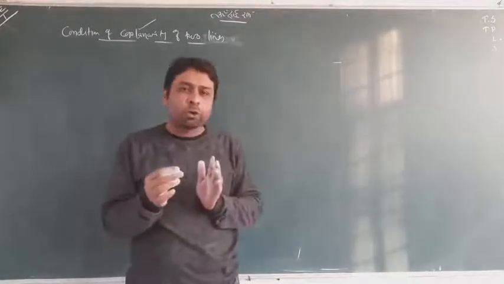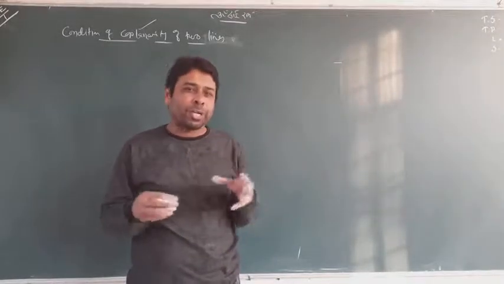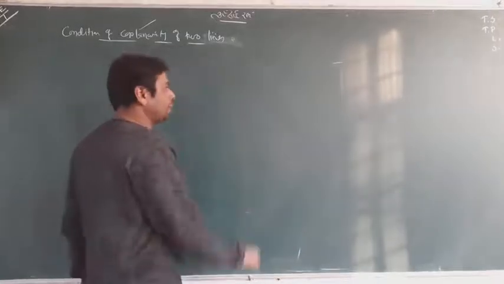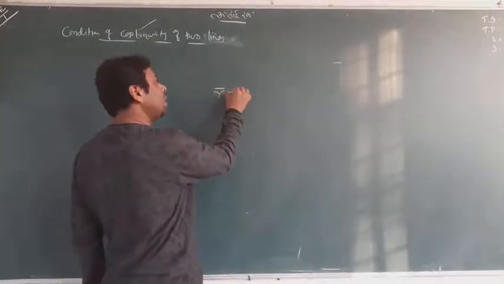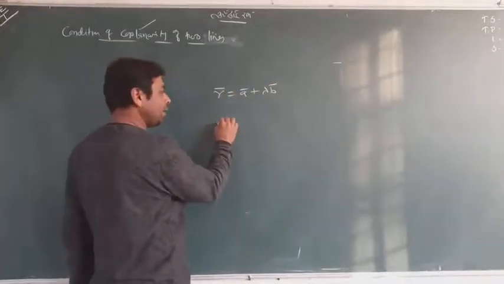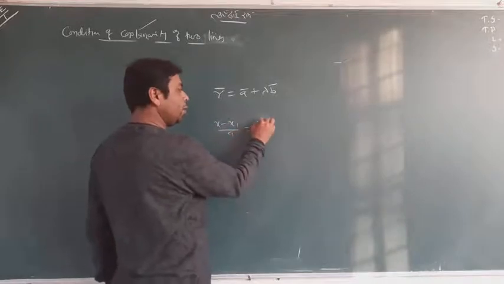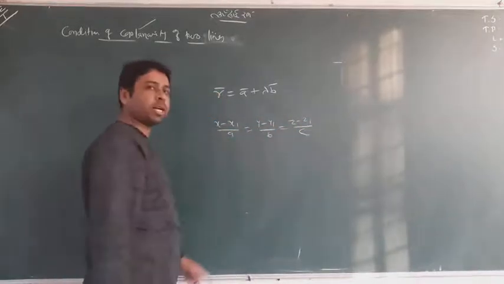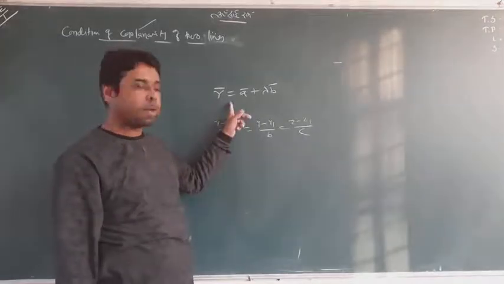Now students, slowly we are coming into the joint study. We already have learned about the line. You remember the line? Let me explain. r = a + λb, or (x − x1)/a = (y − y1)/b = (z − z1)/c. This is the Cartesian equation, and the first is the vector form.